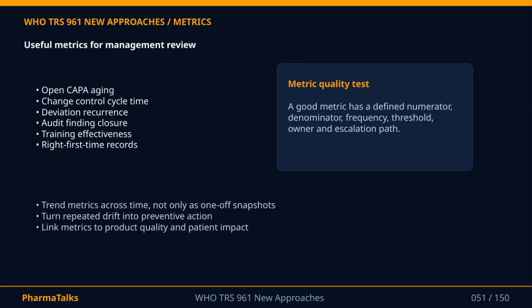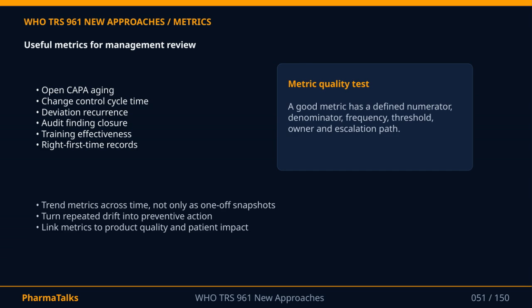It's important to understand what makes a metric truly effective. A good metric isn't just a number. It has a clearly defined numerator and denominator, a set frequency for measurement, established thresholds, a designated owner responsible for it, and a clear escalation path if things go off track.